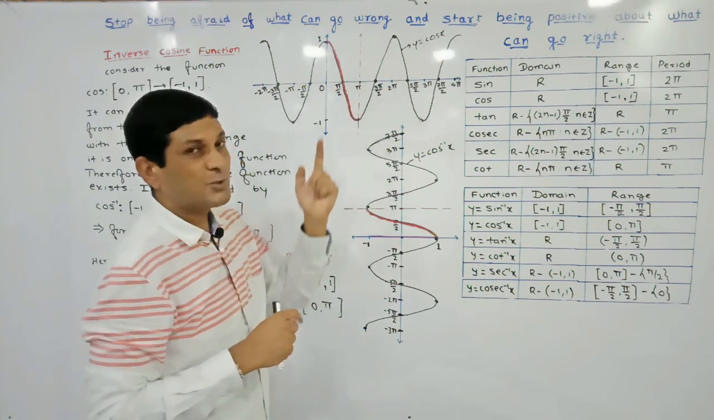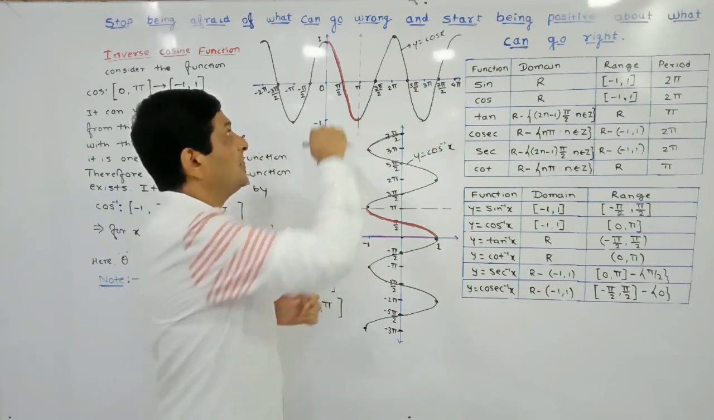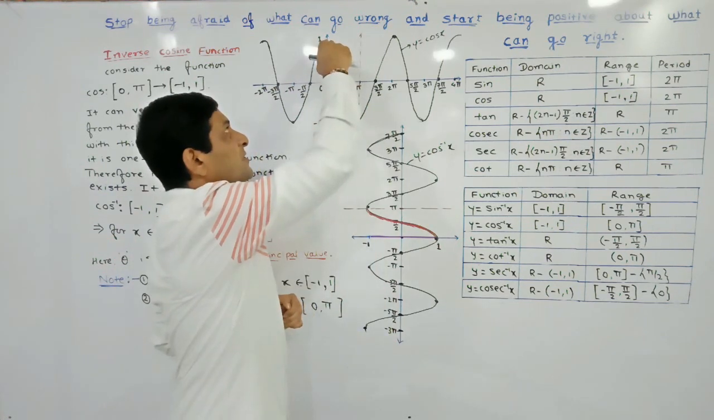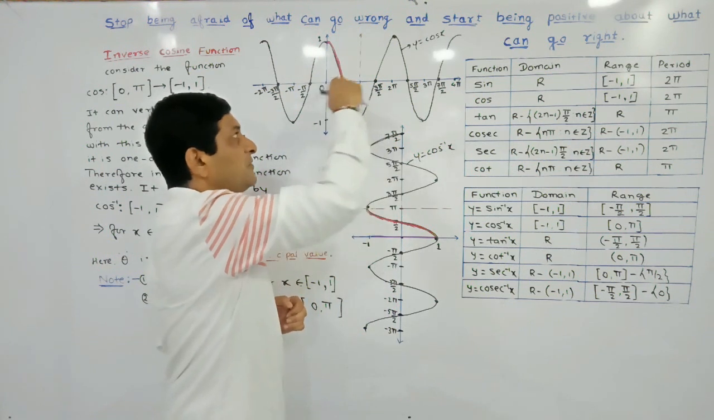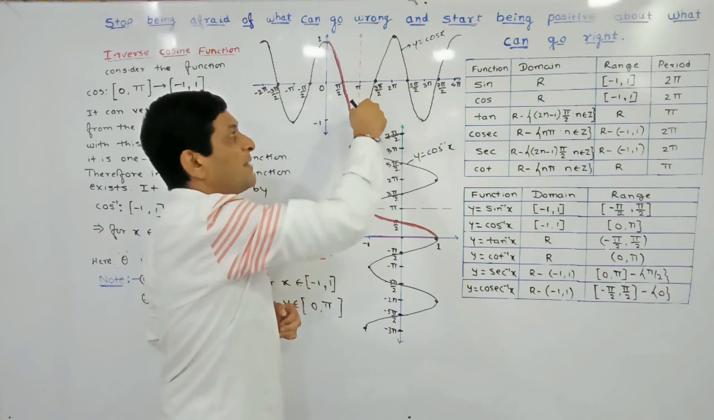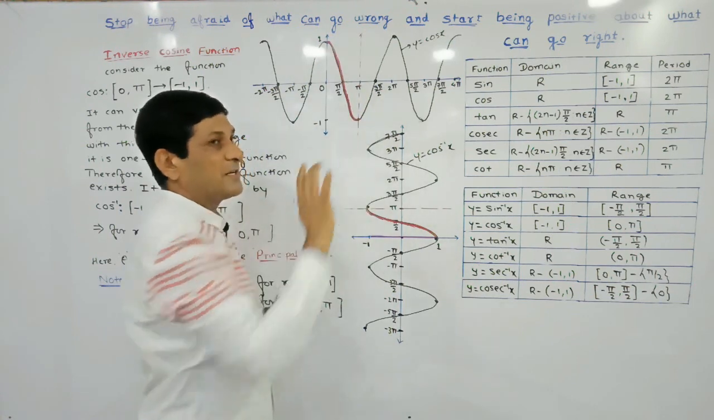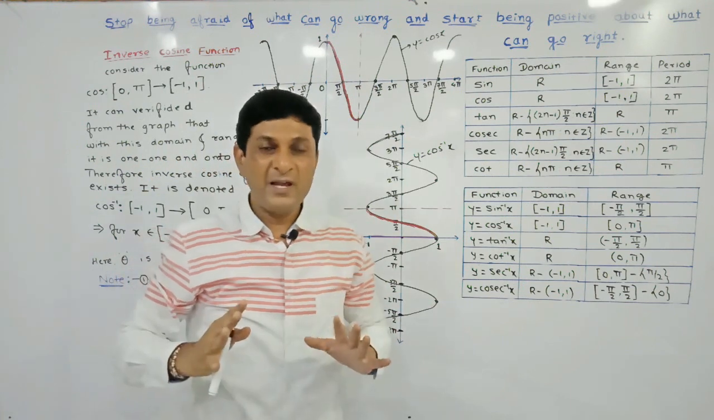0 to pi, so that the function will become one-one and onto. Now for 0, what is the value of the function? Plus 1. And at pi, what is the value of the function? Minus 1. And between 0 and pi, the graph is moving from plus 1 to minus 1. It means values are not repeating here, so we can say that the function will become one-one and onto.